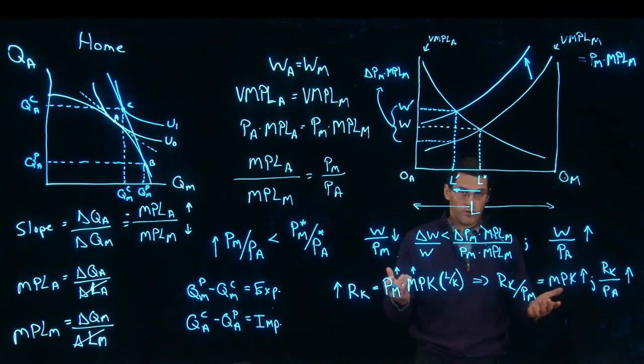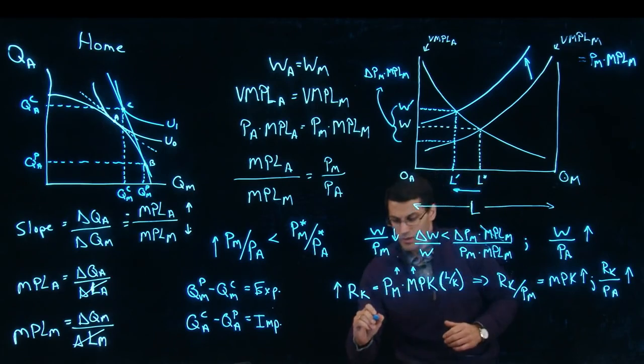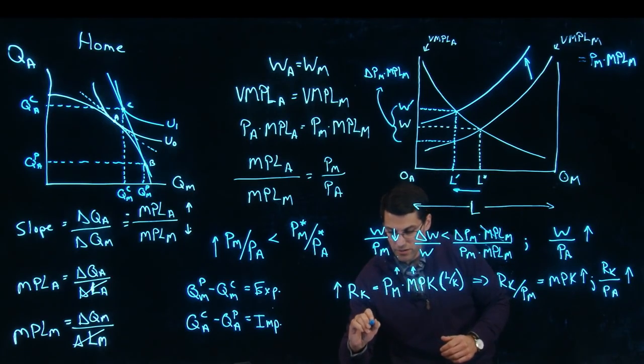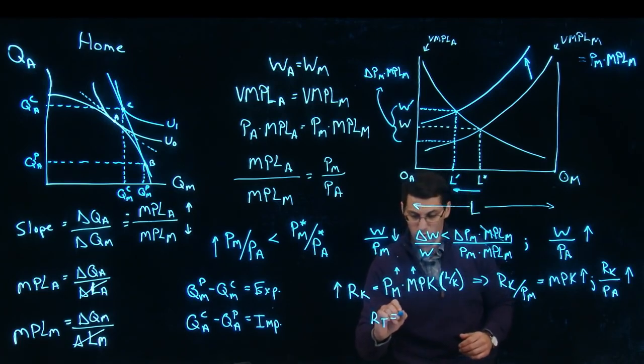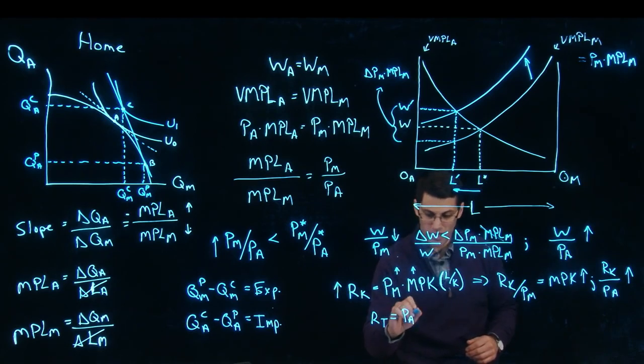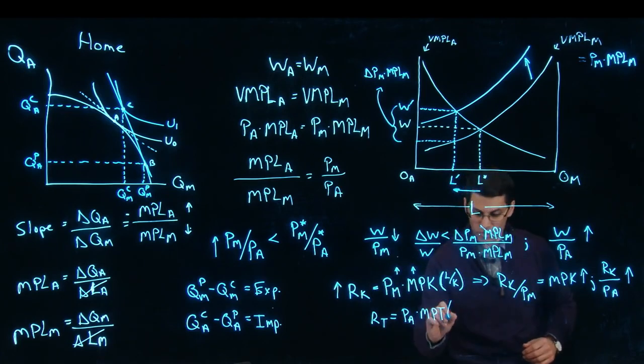Well, we could do the same thing for land. We know that the rental rate on land is equal to the value of the marginal product of land. So PA times the marginal product of terrain, which is a function of L over T.